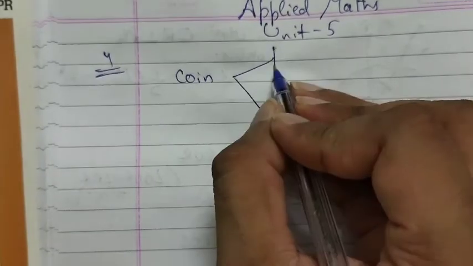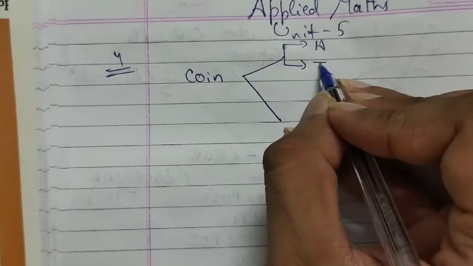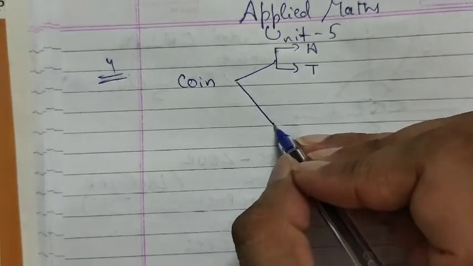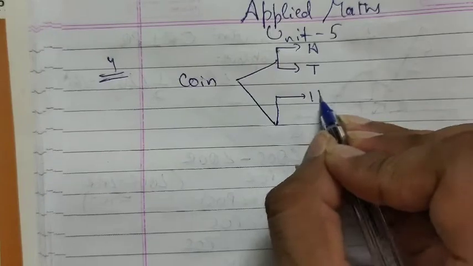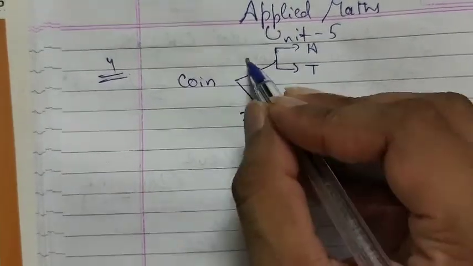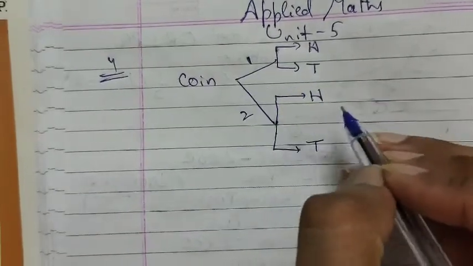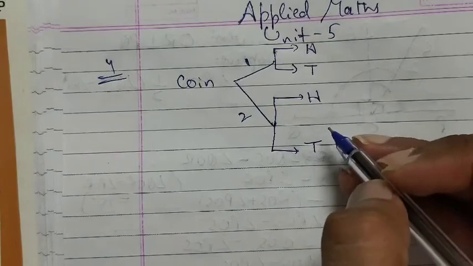So there are two possible outcomes. First time we can have head or tail. In the second time we can again have head or tail. So this is the second time, this is the first time. When the coin is tossed again, we can have head or tail.